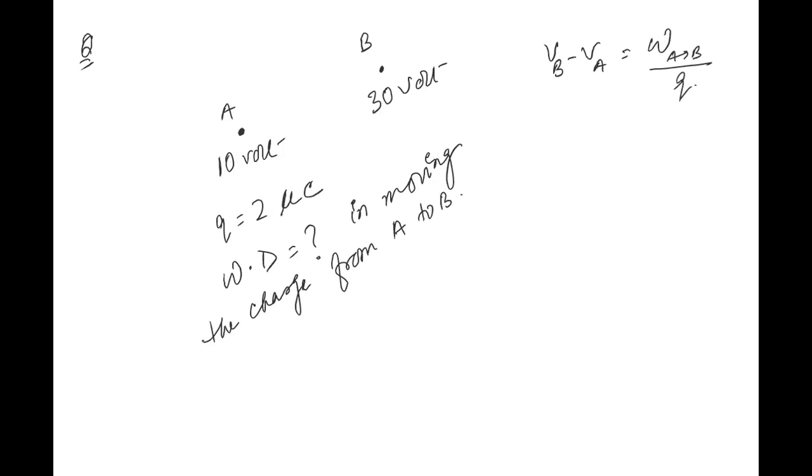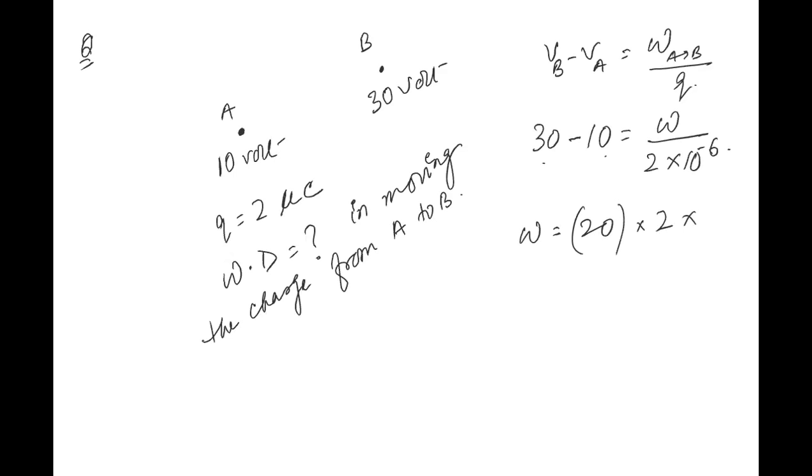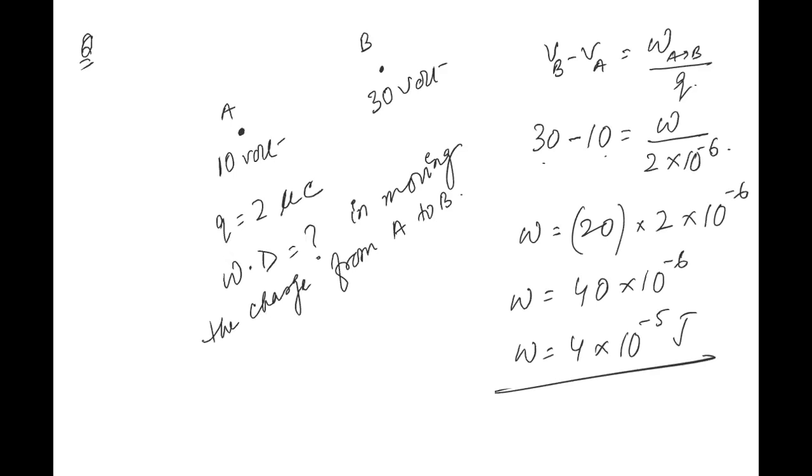What is the value of potential at B? It is 30 and potential at A is 10. Work done is what we are supposed to calculate, and the charge is 2 microcoulomb, which we convert into coulombs: 2 into 10 to the power minus 6 coulomb. So work done is (30 minus 10) = 20 multiplied by 2 into 10 to the power minus 6 coulomb. So work done is 40 into 10 to the power minus 6, which can be written as 4 into 10 to the power minus 5 joule. This is the value of the work done.